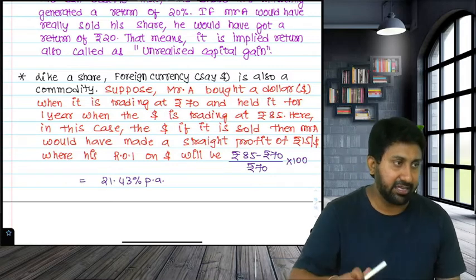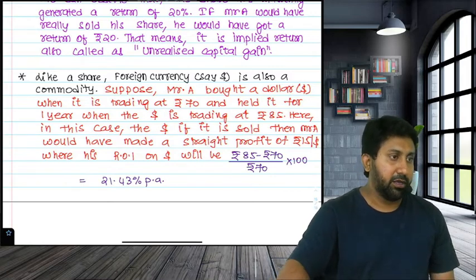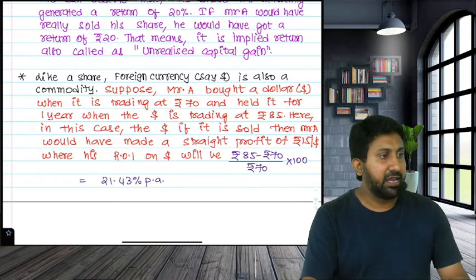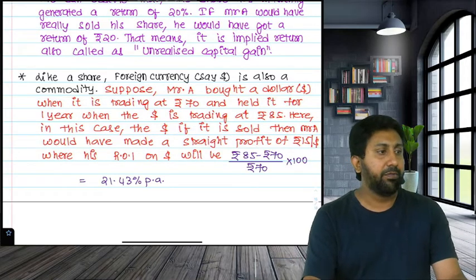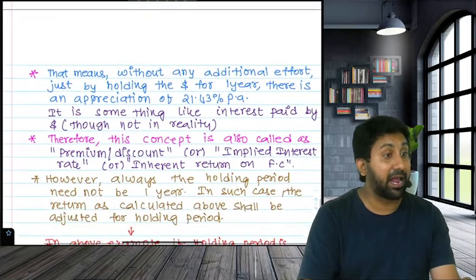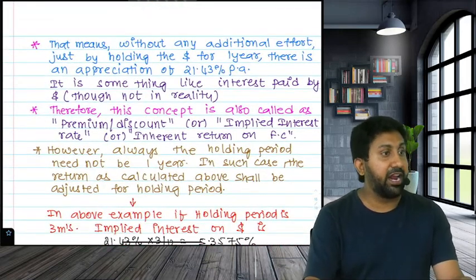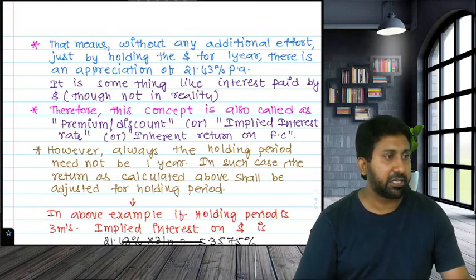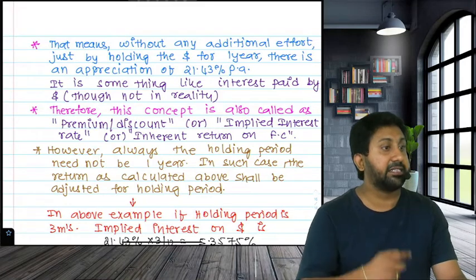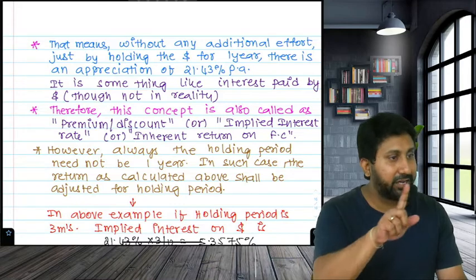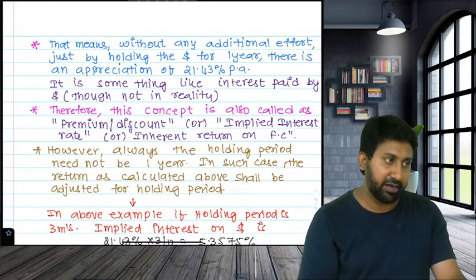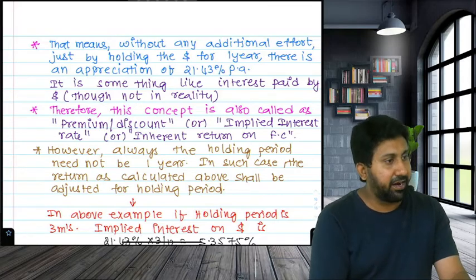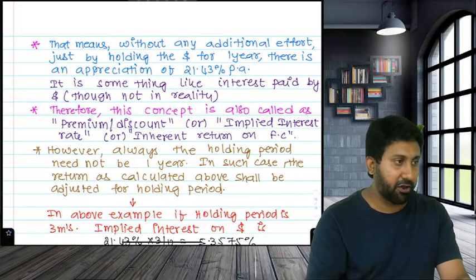Here in this case, if the dollar is sold, then Mr. A would have made a straight profit of rupees 15, where his return on investment on dollar will be 21.43% per annum. That means without any additional effort, just by holding a dollar for 1 year, there is an appreciation of 21.43%. It is something like interest paid by dollar, though it is not in reality. Therefore, this concept is called a premium or discount or implied interest rate or inherent return on foreign currency.